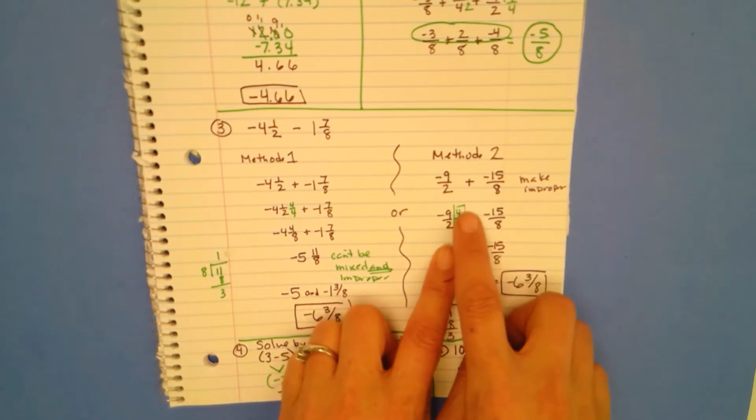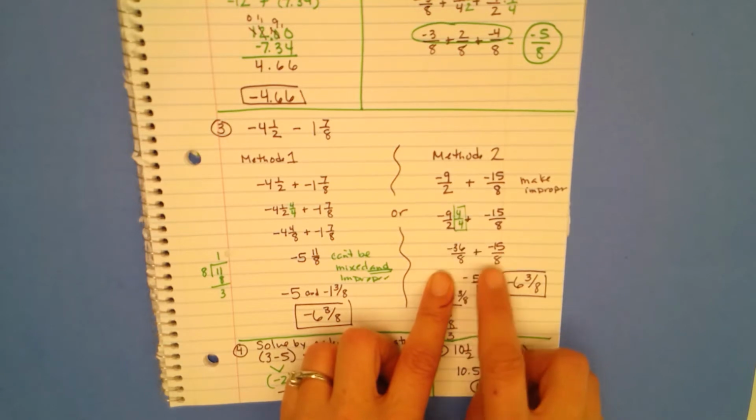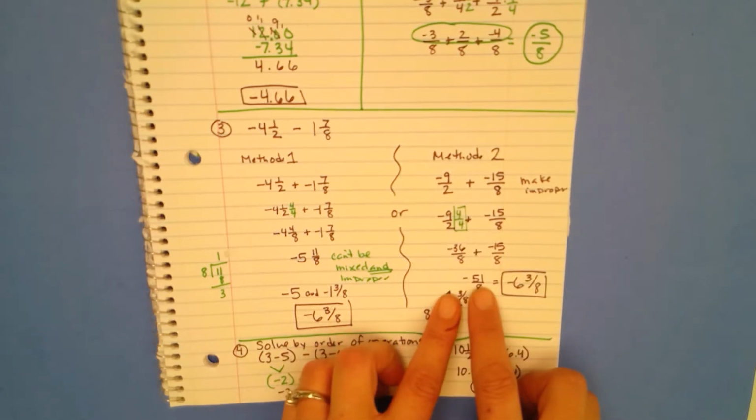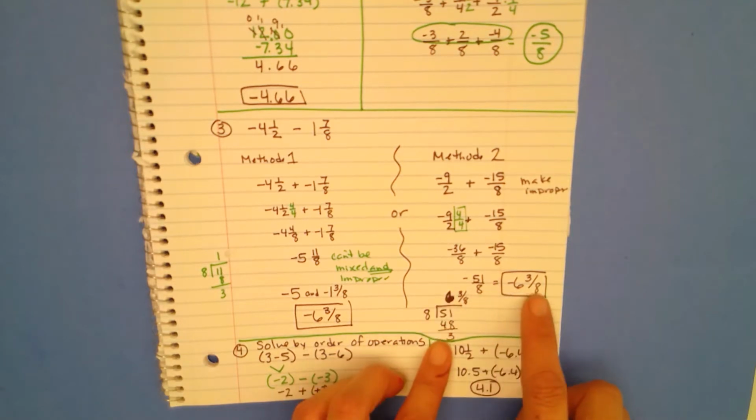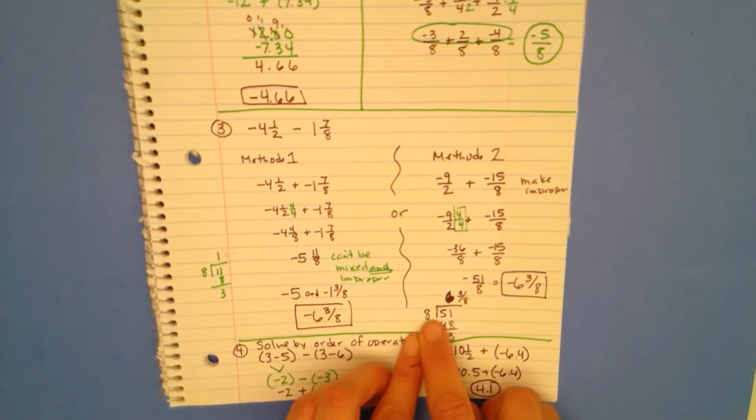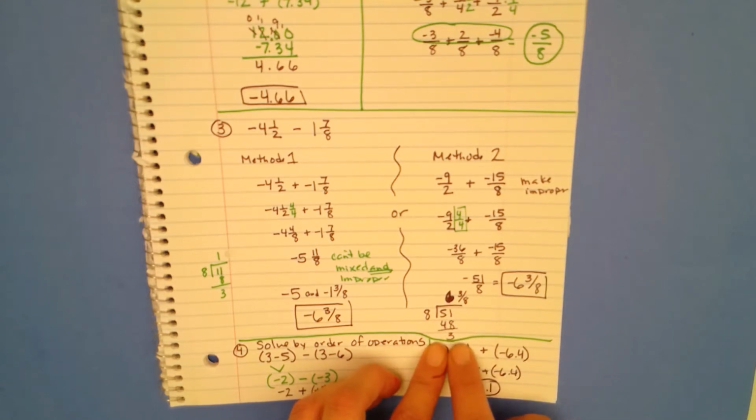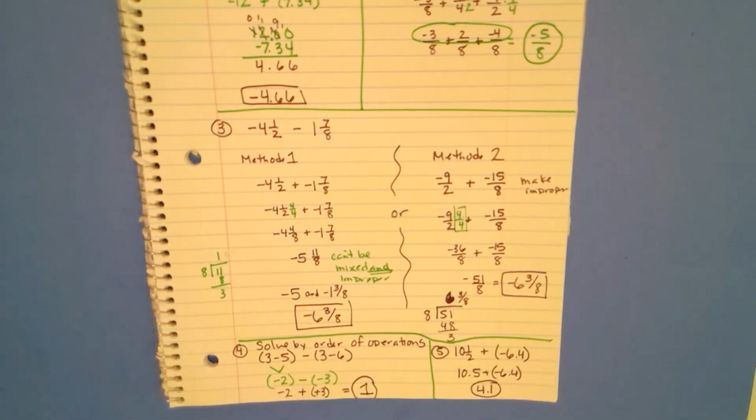And then I get a common denominator. I add the top numbers, don't add the bottom numbers, the denominators. And then I'm going to make this into a mixed number. 8 goes into 51 6 times with a remainder of 3. So it's 6 wholes and a remainder of 3, and the shape of the pieces is 8s.